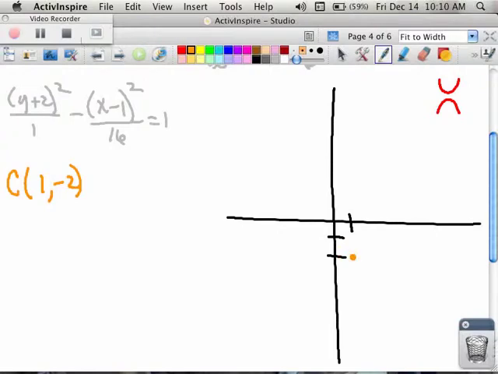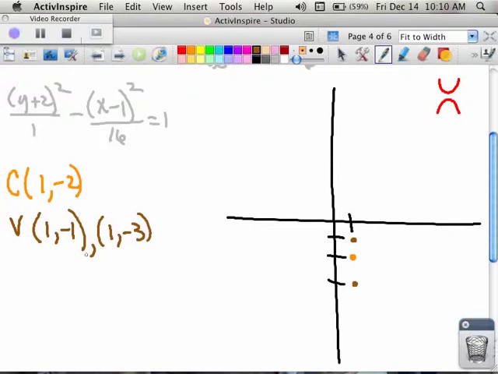After I find my center, I always look for my vertices. So as I look for my vertices, I look at the thing that's underneath the positive parentheses. Look, it's a 1. Take the square root of that number and you get 1. That means that from my center, I will go up and down 1. So I go up 1. Here it is. I go down 1. Here it is. Those are my vertices. I'm going to write down the coordinates. That would be 1, negative 1, and 1, negative 3 for my vertices. Remember, there are no co-vertices, just vertices.